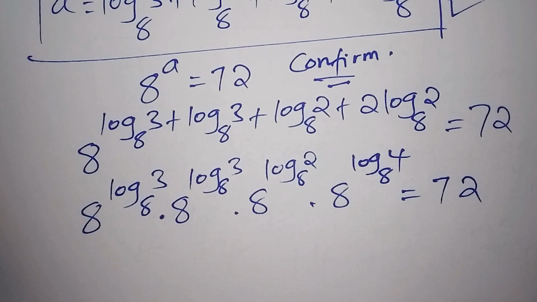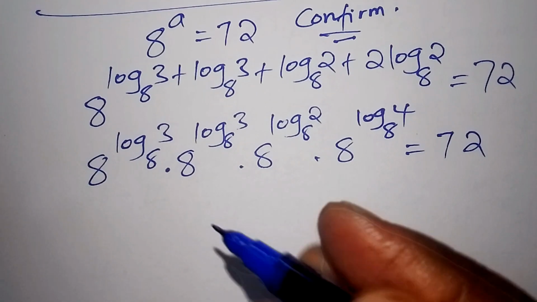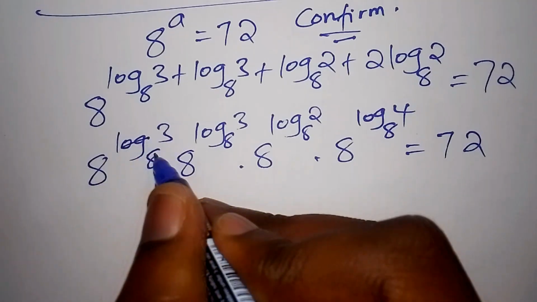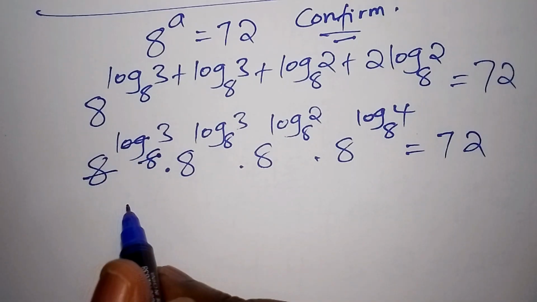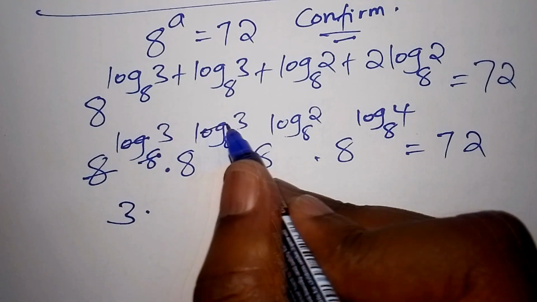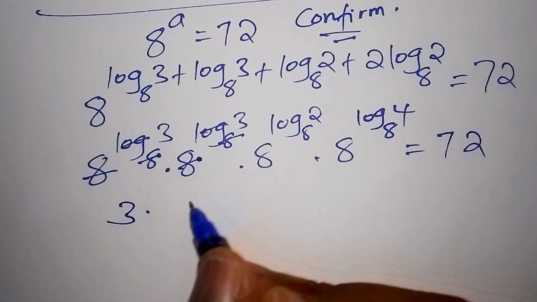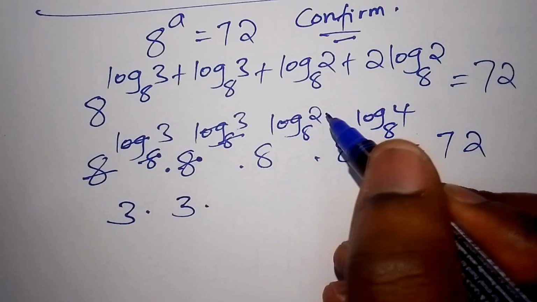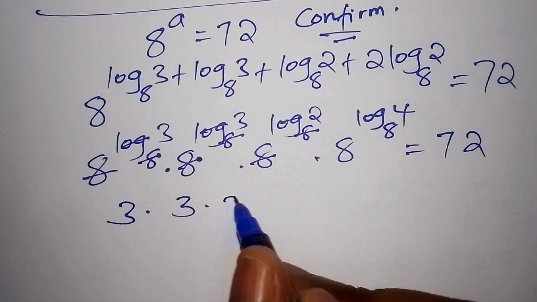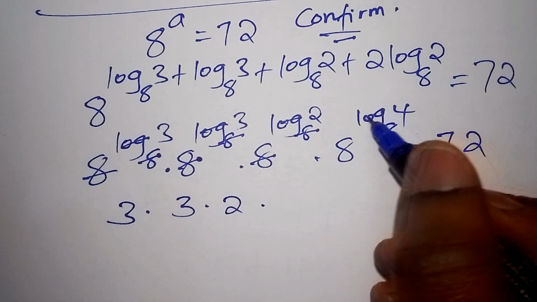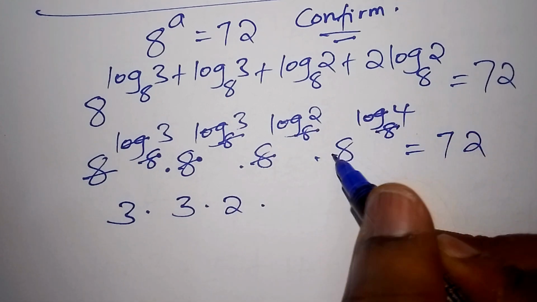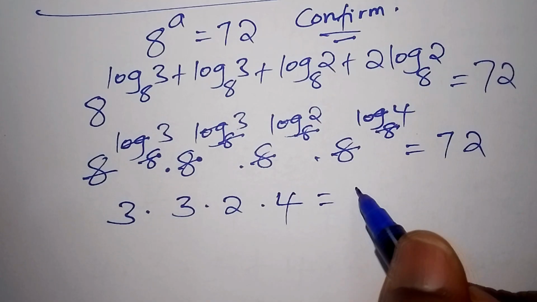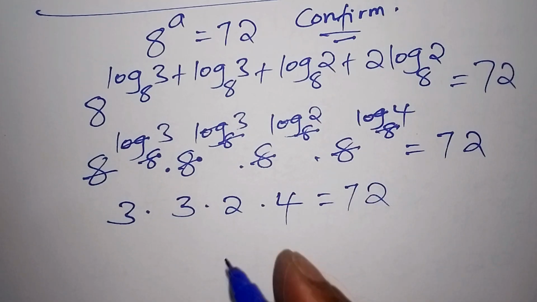So here now comes the cancellation. The log to the base of 8 cancels this 8, so we shall have 3, multiplied by 3 again, multiplied by 2, then finally the log to the base of 8 cancels this 8, giving 4, is equal to 72. Let's confirm if it is bringing 72.